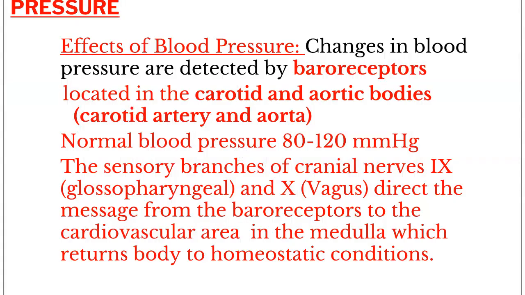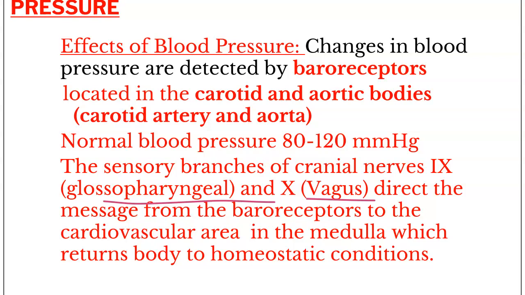So, cranial nerves number 9, glossopharyngeal, and number 10, vagus, are constantly monitoring blood pressure in the carotid artery, in the case of glossopharyngeal, and aorta, in the case of the vagus, and this blood pressure information is being sent to the medulla oblongata, where there is a cardiovascular center.